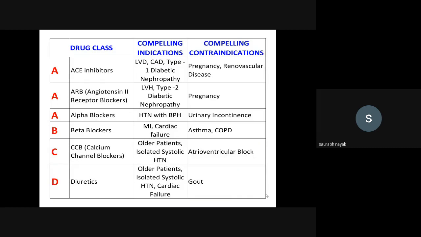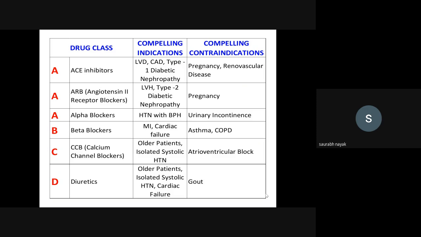Now we will discuss the compelling indications and compelling contraindications of different antihypertensive drug classes. We'll start with ACE inhibitors. The compelling indications are left ventricular dysfunction, coronary artery disease, and very important, type 1 diabetic nephropathy. ACE inhibitors are contraindicated in pregnancy and renovascular disease. Now ARB, angiotensin 2 receptor blockers. This category is very rampantly used nowadays. We should remember the compelling indications of this category: left ventricular hypertrophy, and type 2 diabetic nephropathy is very important. ARBs are also contraindicated in pregnancy.